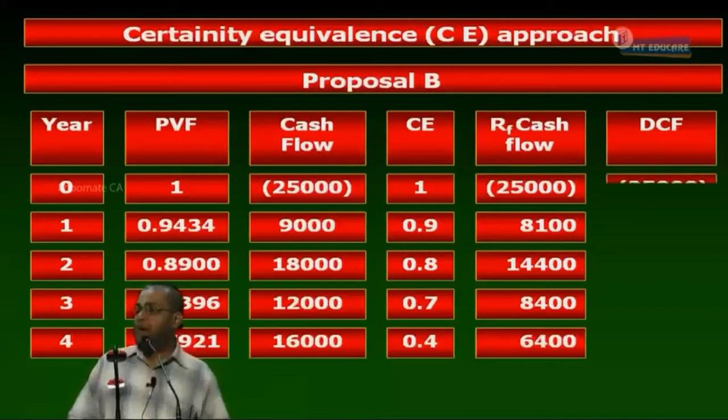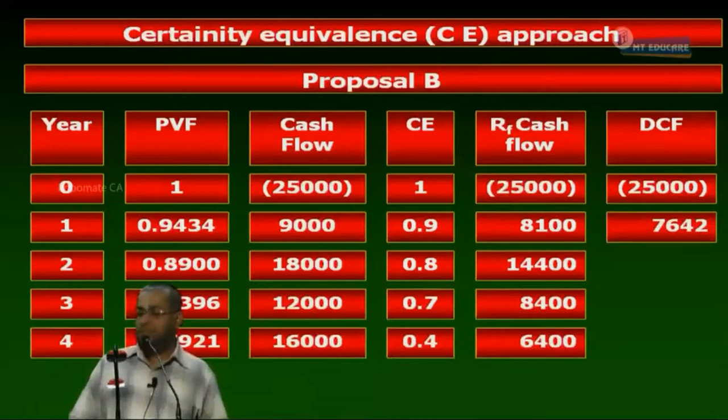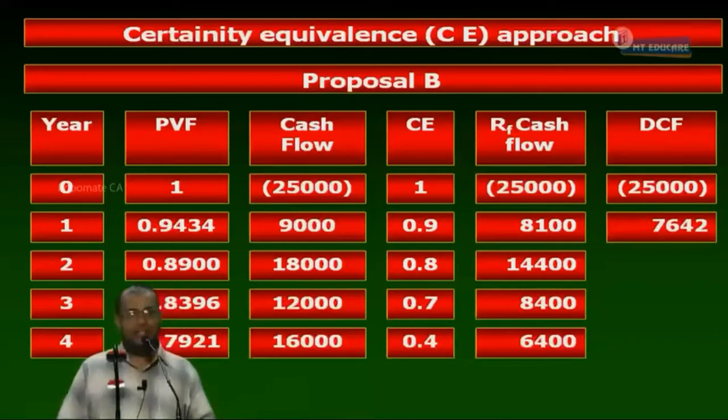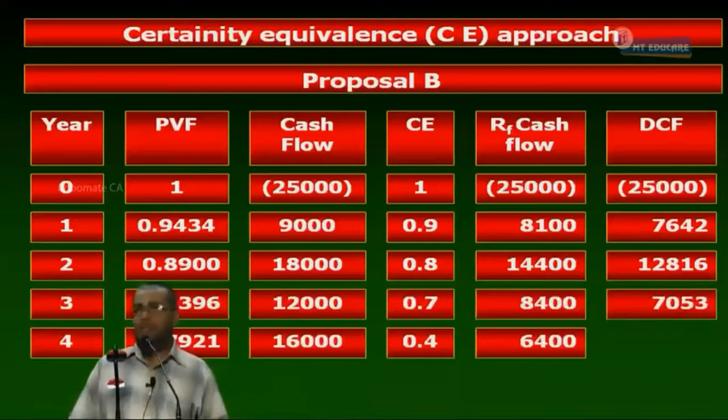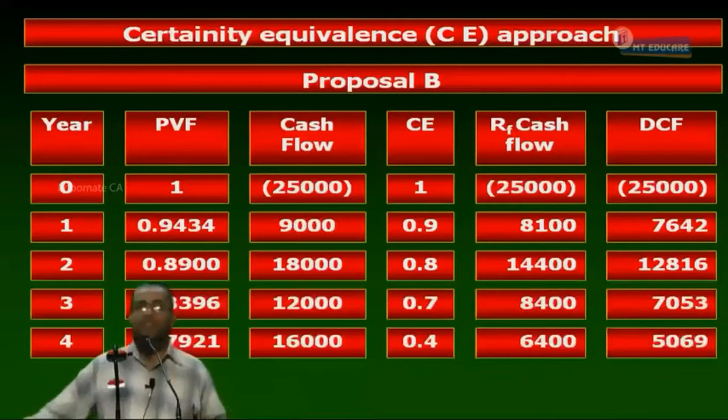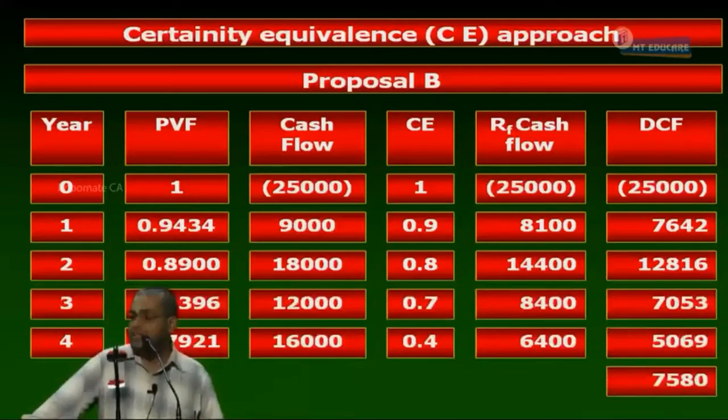25,000 into 1, 25,000. 8,100 into 0.9434, 7,642. 14,400 into 0.8900, 12,816. 8,400 into 0.8396, 7,053. 6,400 into 0.7921, 5,069. Knock it off. What is the net present value?